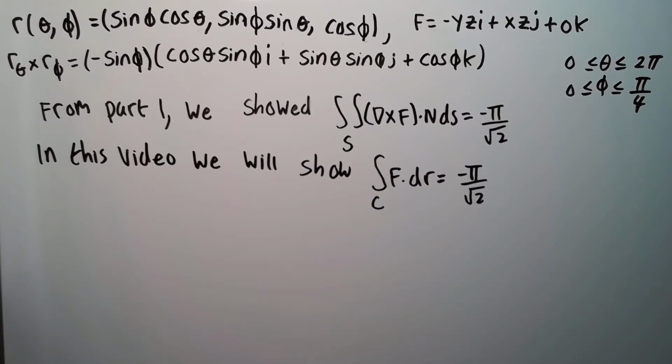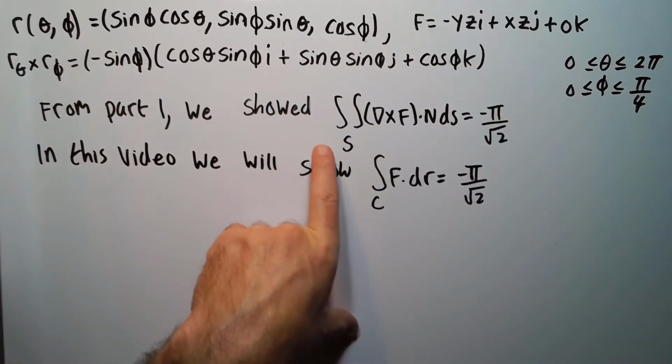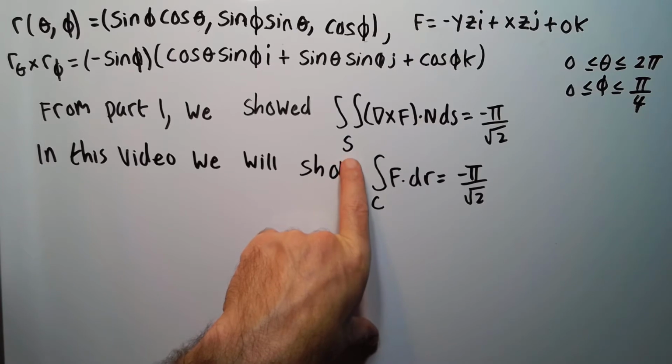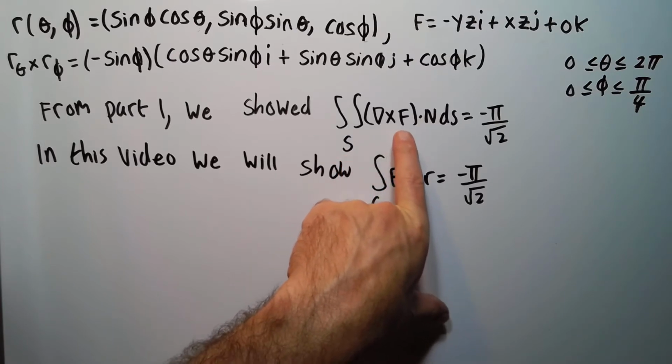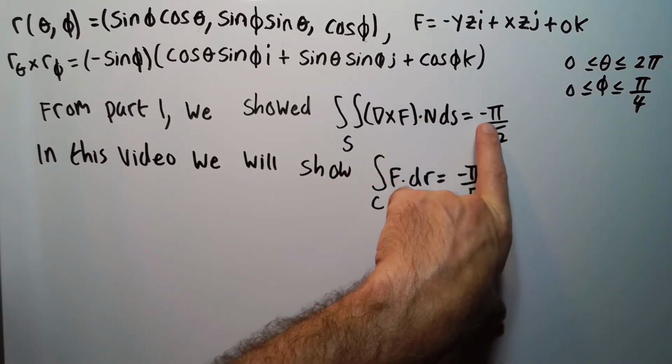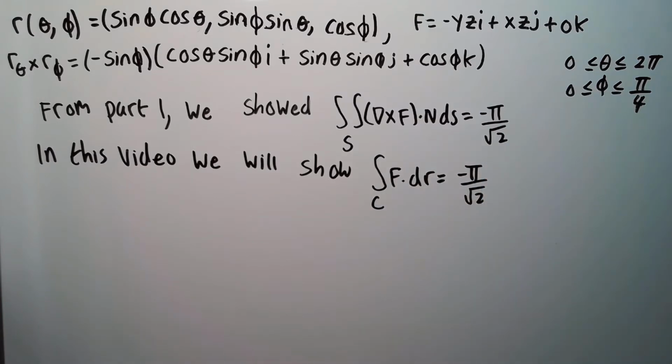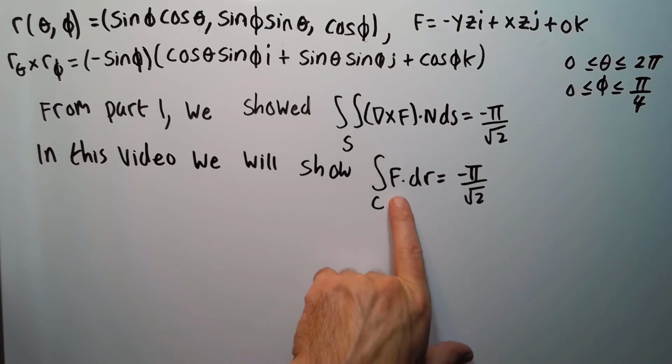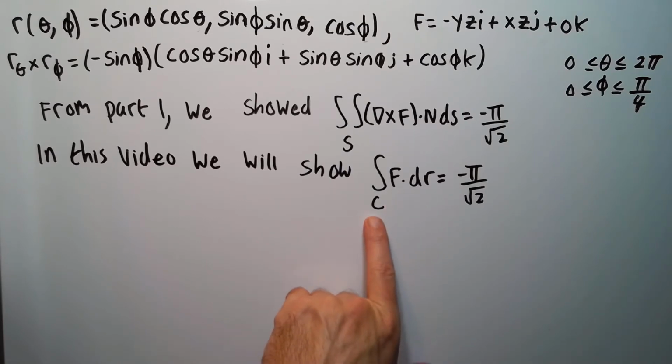Okay, so this is part 2 of the video. So this is summarizing what we had from part 1. From part 1 we showed the double integral over S of the curl is negative pi over square root of 2. So that verifies Stokes' theorem. In this video we will show then that the line integral of F over the boundary of S, which we're calling C, taking a positive orientation, is also this.